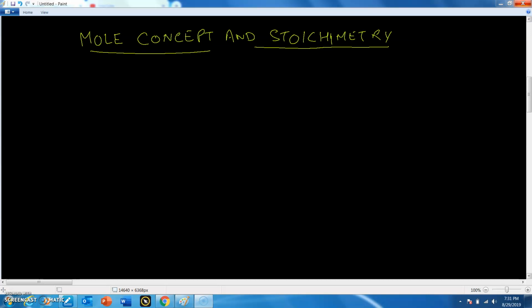Today's topic is Avogadro's law. What is this law? Equal volumes of all the gases under similar conditions of temperature and pressure contain the same number of molecules.